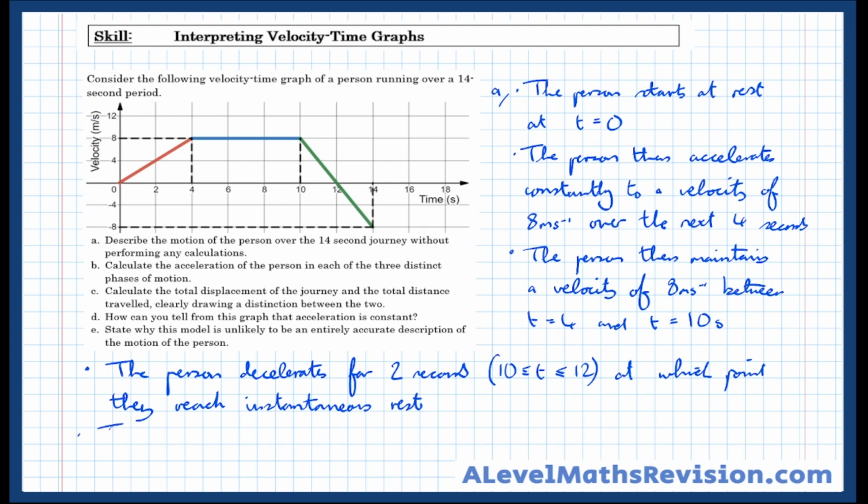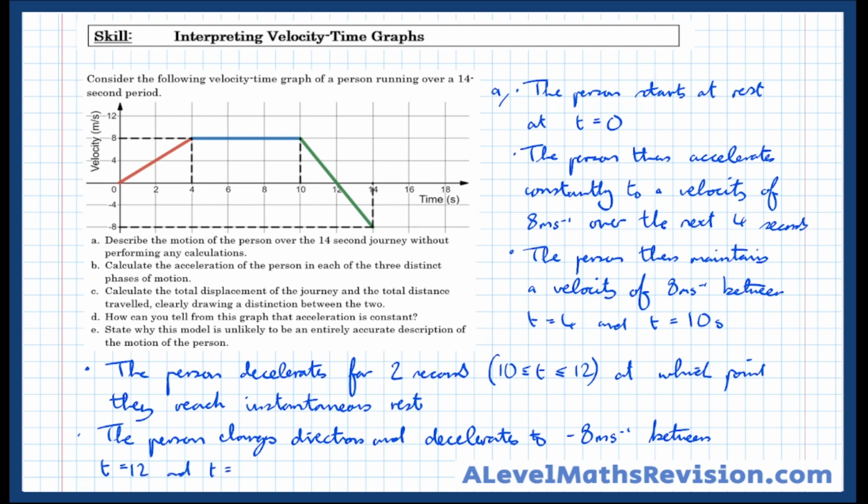Then the person changes direction and decelerates to -8 meters per second between t equals 12 and t equals 14. And that's enough to get all the marks in a question like this.